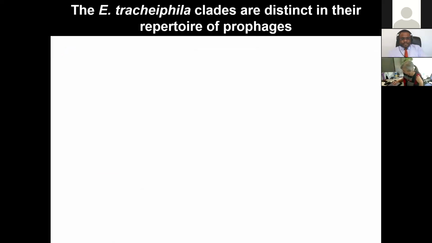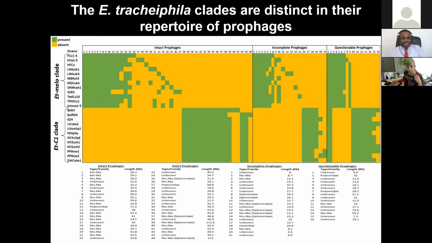One of the striking findings from the comparative phage profiling is that among the 83 total prophages that were identified in this study, only two are shared among these 24 strains. So each clade has its own distinct set of prophages.